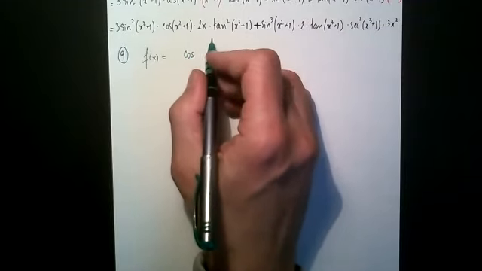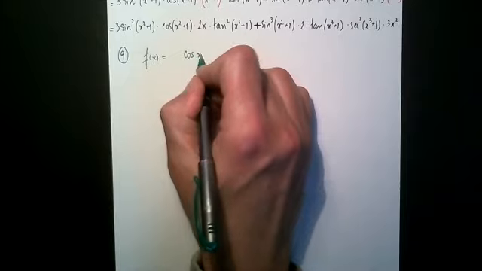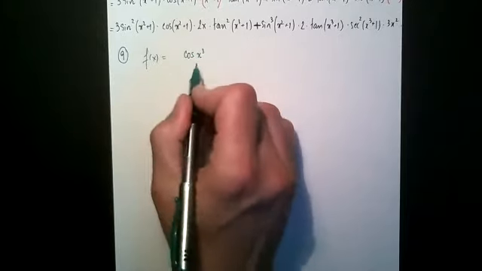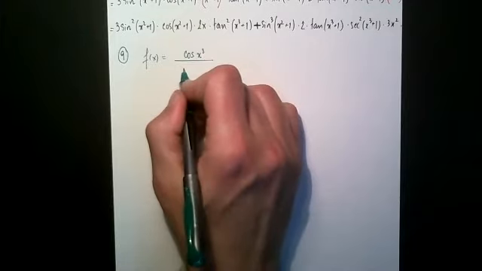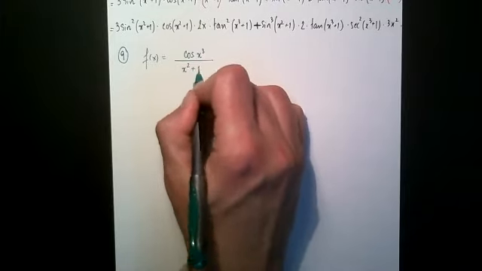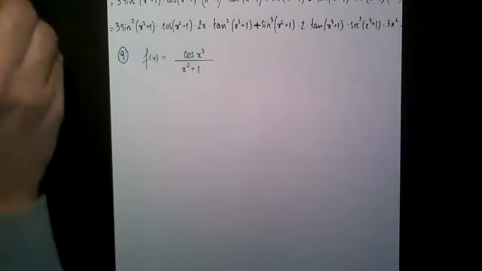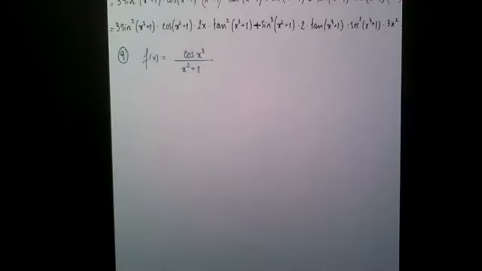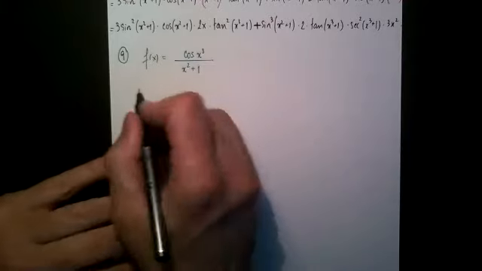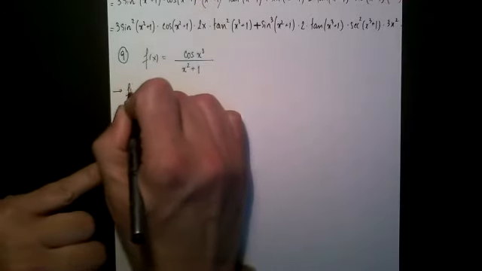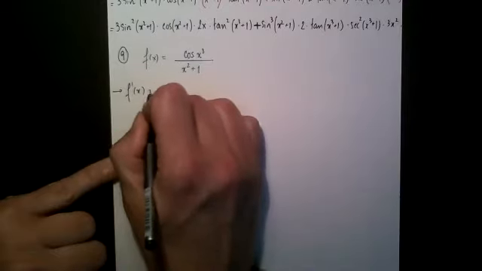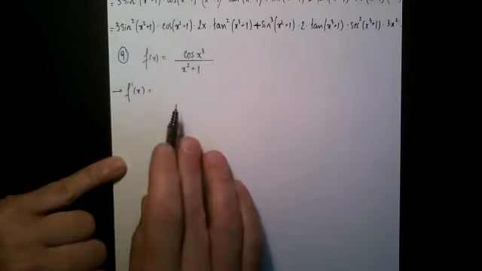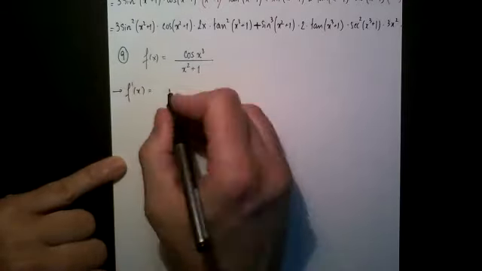Cosine of x^3 over x^2 plus 1. And so f prime. This is a quotient, it's a division.